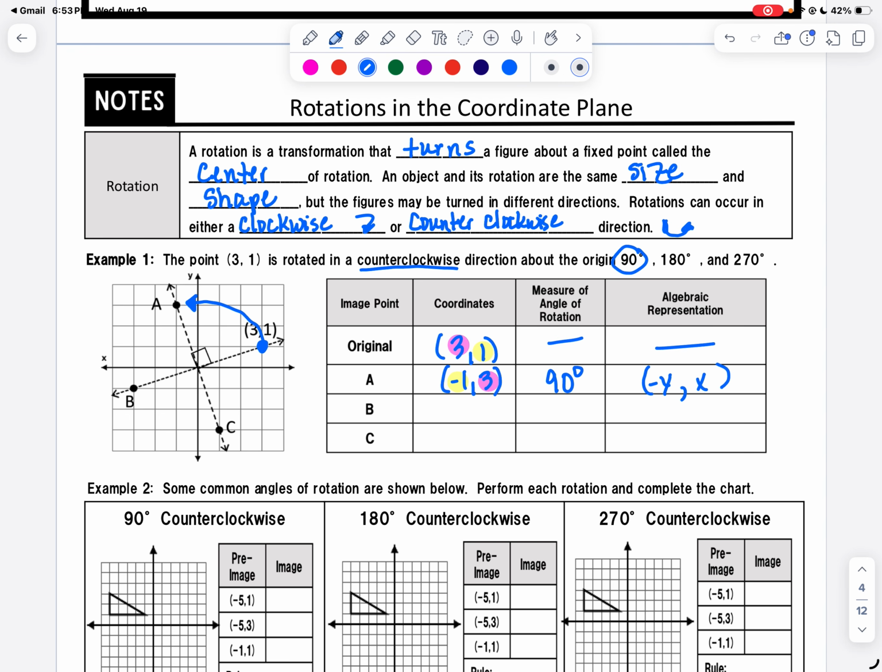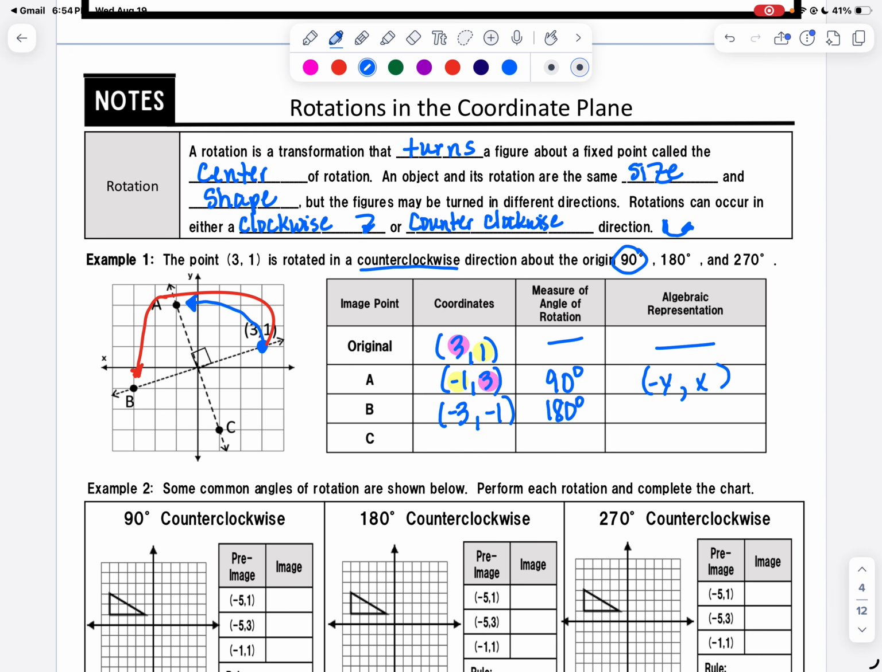All right. Now, what if it moves 180 degrees counterclockwise? One turn would be 90 degrees to the left, two turns would be 180 degrees. So I move two quadrants to the left, and that would give me point B. And it is at (-3, -1). Now compare it back to the original. Oh wait, I forgot to write down the degree. This was a 180 degree counterclockwise rotation.